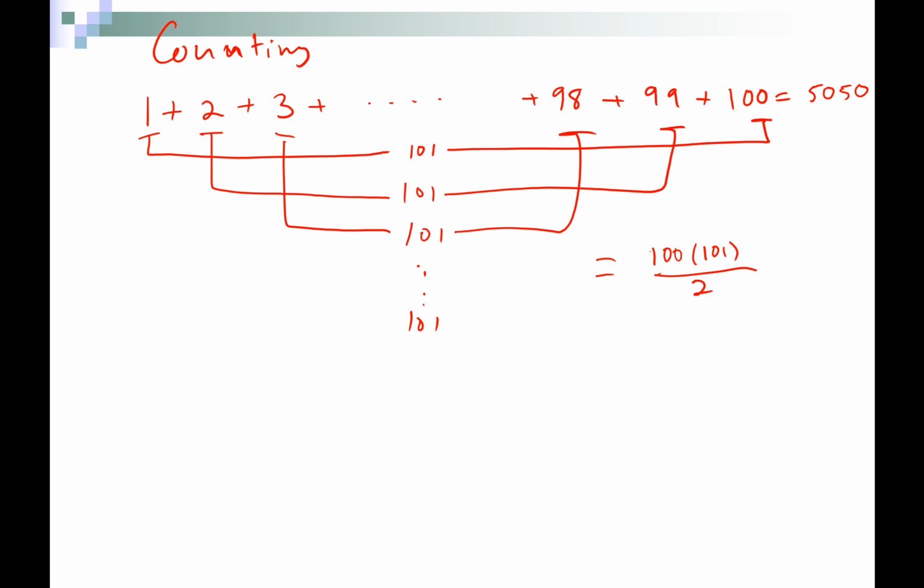And it turns out this is always true. You might look at this and say, well, 100's even, so if we multiply by an even number. But even if we're adding up to an odd number, it still works, because the next number after that is even, so we're always going to be able to divide by 2.